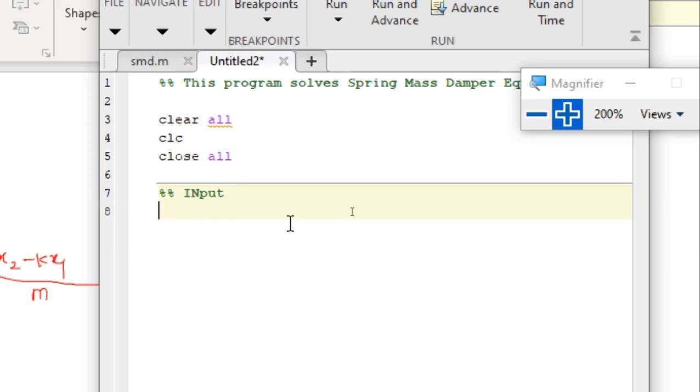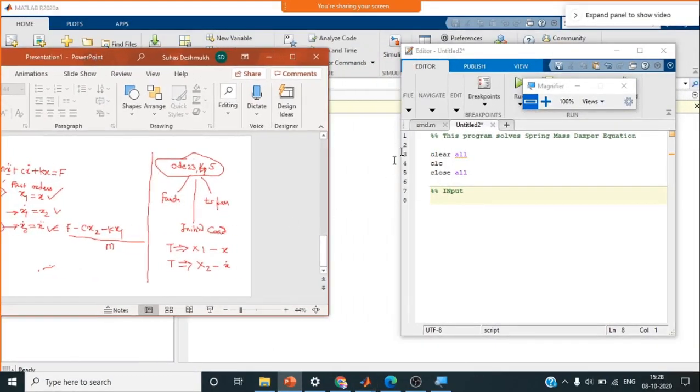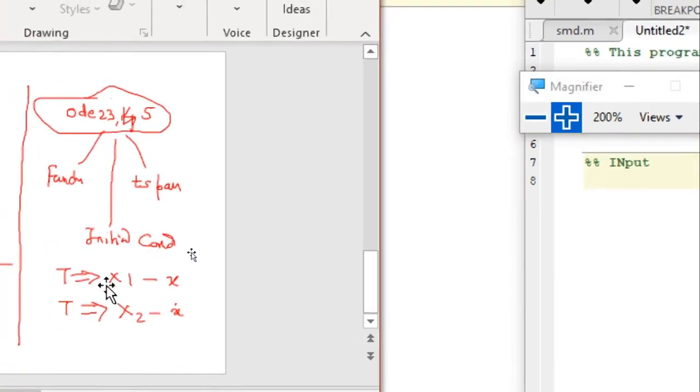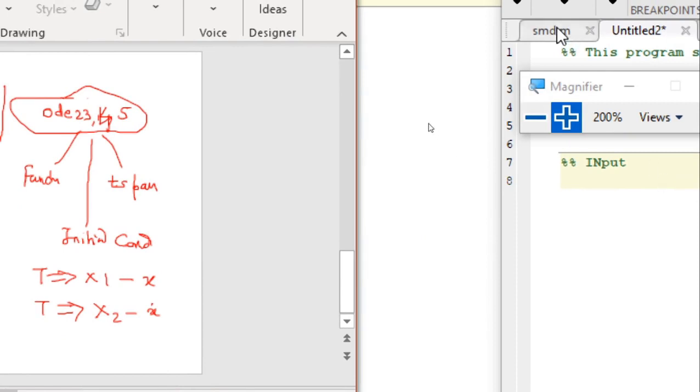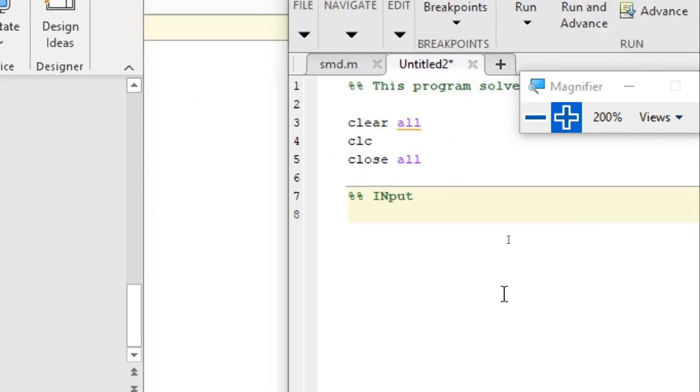Then, as an input, remember one thing. What is the input needed here? We need the function which we created. The function is already there. Another is tspan, meaning how much time you want to spend, maybe 0 to 10 seconds, maybe 20 seconds, maybe 100 seconds, whatever. I need to provide two numbers, a starting point and an end point. And then another is the initial condition. Initial condition means at time t equal to 0, what is my displacement and what is my velocity? That is the x1 and x2 values I need to provide.